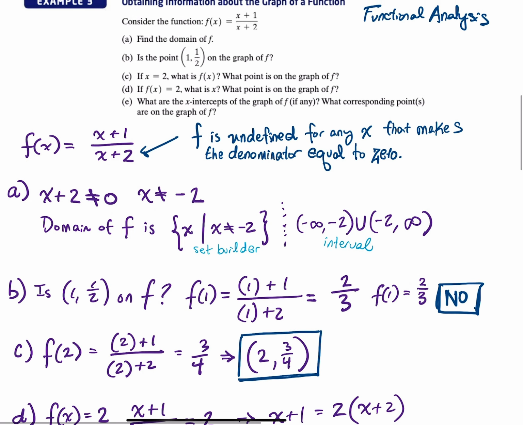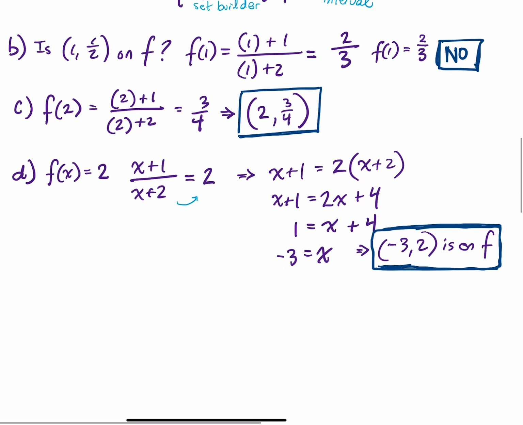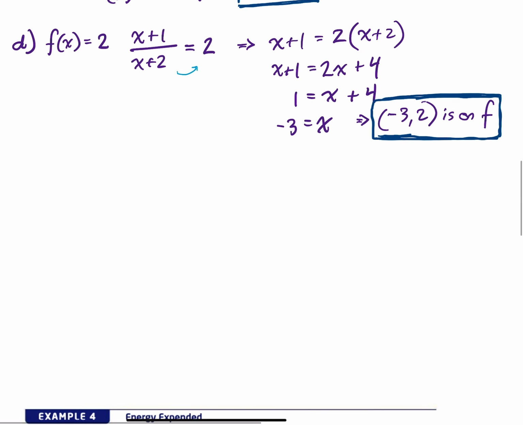All right, I think there's one more. So E says, what are the x-intercepts of the graph, and what are those corresponding points? So I'll write our function again. F of x is x plus 1 over x plus 2. So we want to find the x-intercepts. Remember that x-intercepts occur when y equals 0 on an xy plane.